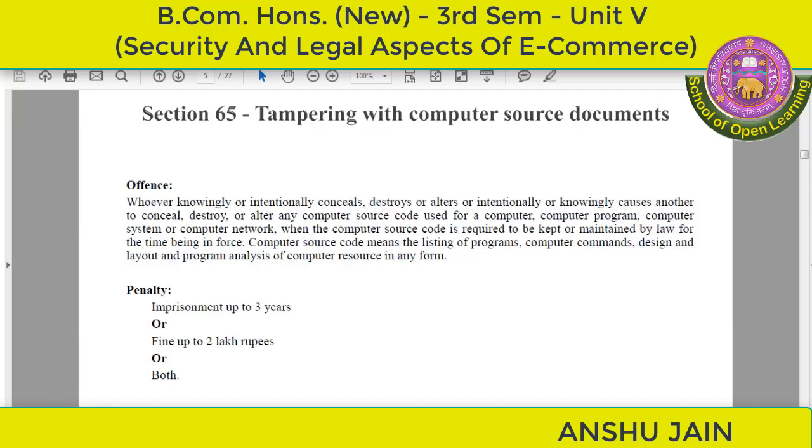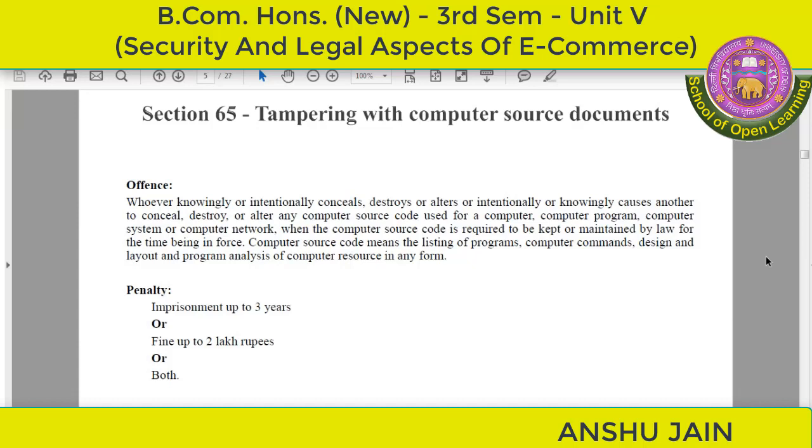Section 65 talks about the tampering with computer source documents. कंप्यूटर के कोई भी डॉक्यूमेंट्स अगर कंप्यूटर पे हैं, उसमें अगर किसी तरीके की टैम्परिंग की जाती है, उसमें किसी तरीके की छेड़छाड़ की जाती है, तो उसमें there is the offense और उसका पेनल्टी लगती है. सेक्शन 65 के according what is the offense?